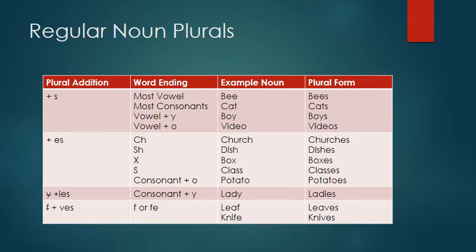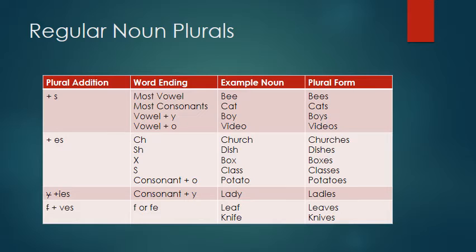All right, then the last one, the third one here, is when we have a consonant plus Y. So when we have a consonant plus Y, what we do is we erase the Y and we add ies. So lady becomes ladies. You see the Y is gone and we're adding ies in its place.